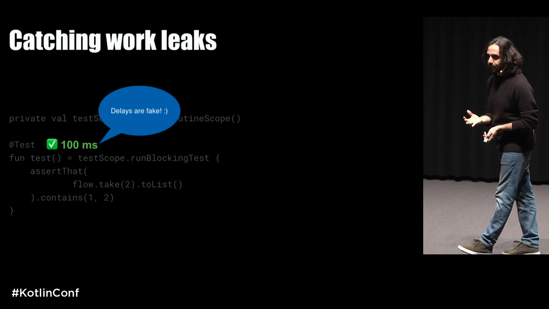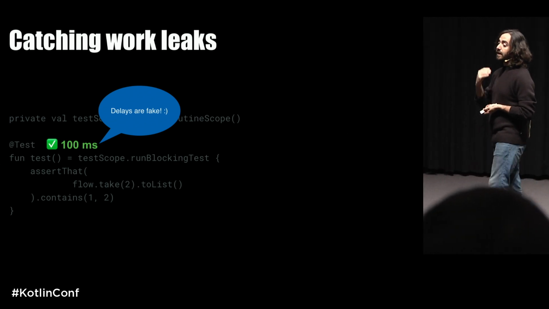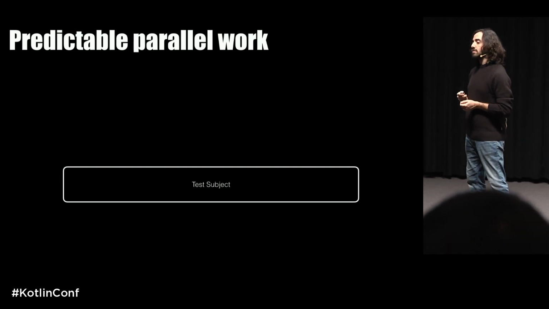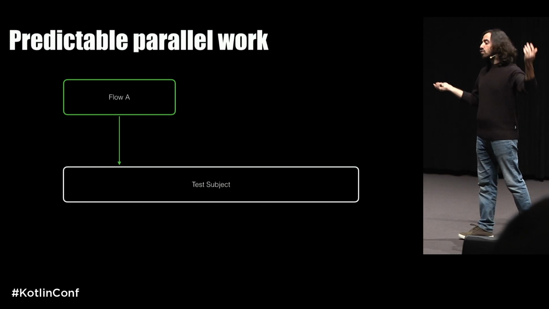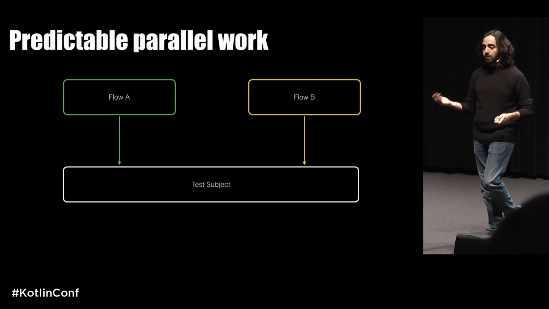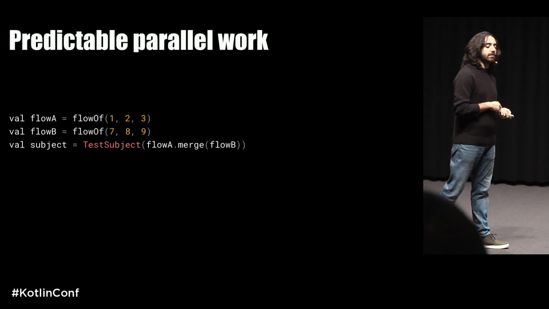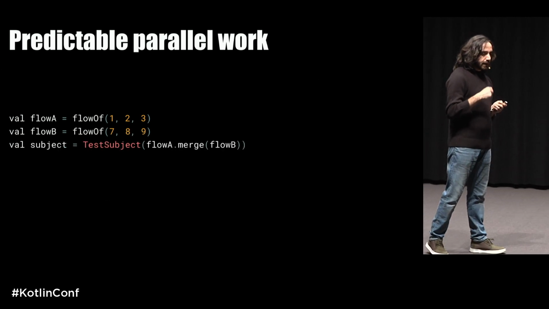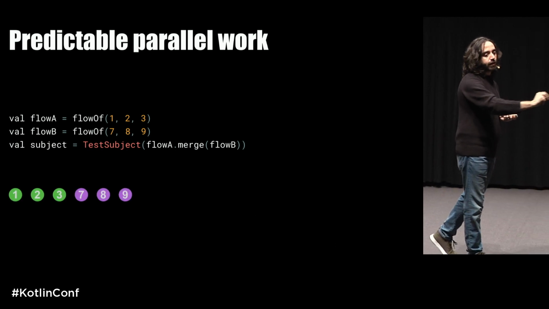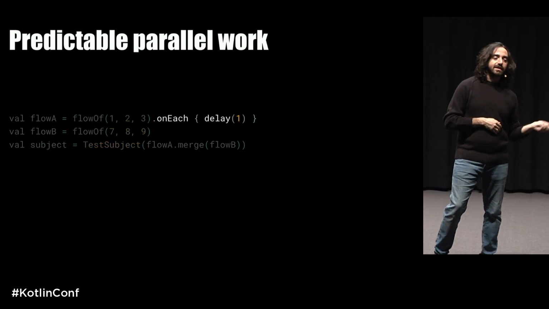It's a controlled time. And the fact that it's a controlled time actually allows us to create very interesting scenarios. That's the second part of why we like this. So imagine you have some test subject that receives 2 flows. And you send values to them, and you want to create different scenarios of different values coming from these flows. So we'll just say 1 flow, another flow, and then give them to the subject as a merge. This code is predictable. I know the values from the first one will go first, and the values from the second one will go next.